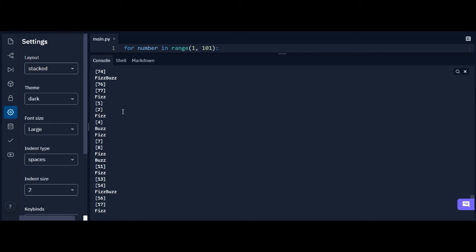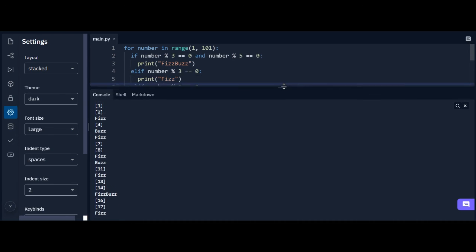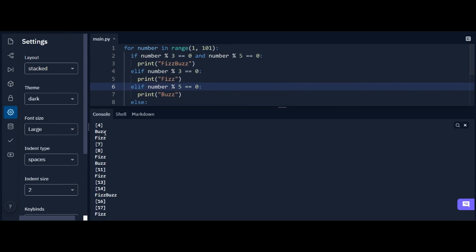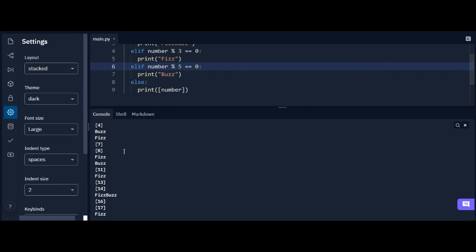Okay, so now see 1 and 2. 3 is divisible by 3 and not by 5, so that is why it's fizz. 4 is not divisible by 5 or 3, so it is printing the number. The 5 is divisible by 5, that's why it's printing buzz. And 6, so 6 is divisible by 3, right?